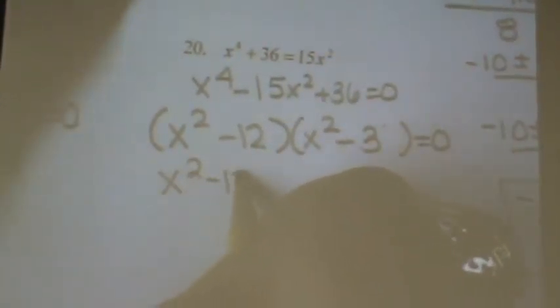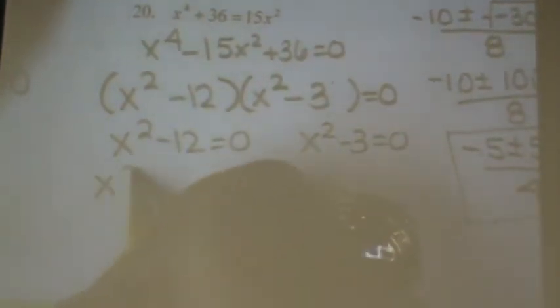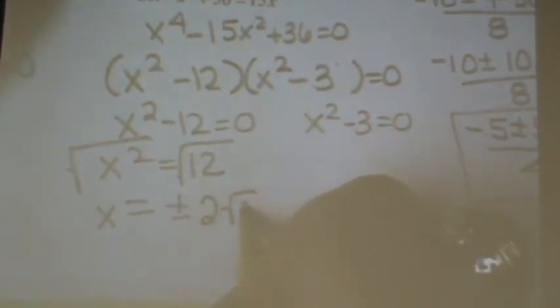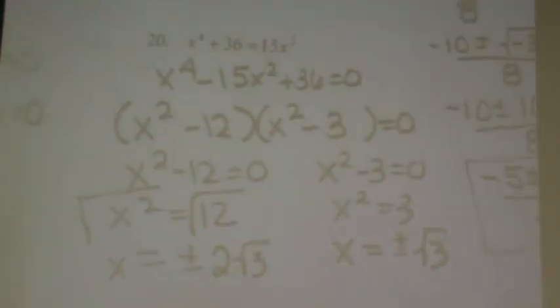x squared minus 12 equals 0, and x squared minus 3 equals 0. For this one, add 12. Square root both sides. You get plus or minus... anyone know? 2 root 3. Good job. And this one, add 3. Square root, you get plus or minus root 3. So there's 4 real answers.